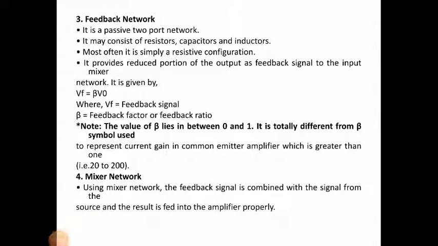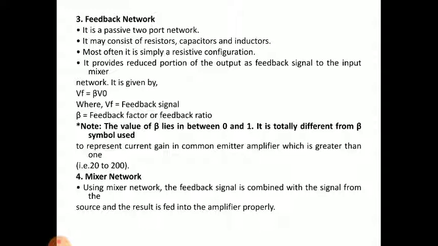It provides reduced portion of the output as feedback signal to the input mixer. Reduced portion of output means we are taking only the sample of the output, not the complete output. Remember, it is called a sampling network. It will take only a proportion, that means 1 to 10% of the output, and give it to the feedback network. The feedback network has a gain of beta, so it will be a little bit amplified version of the sample portion. So it provides the reduced portion of the output as feedback signal to the input mixer network.